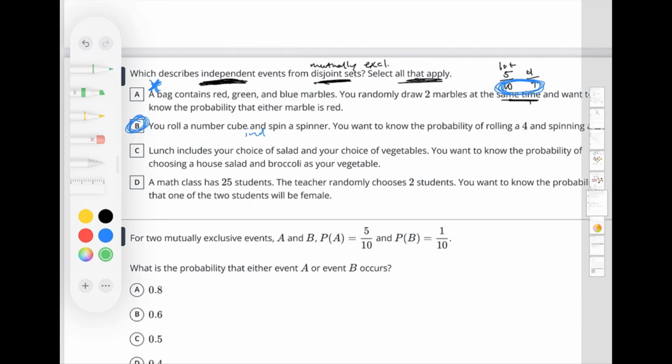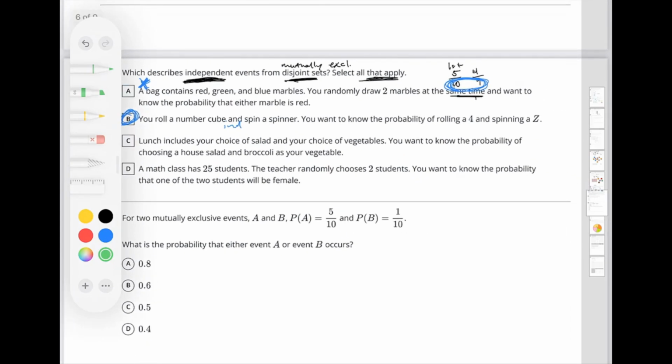C, lunch includes your choice of a salad and your choice of vegetables. You want to know the probability of choosing a house salad and broccoli as your vegetable. So think of it as 2 separate dishes. You have all the salads. You randomly pick one out of your fridge, and you randomly pick a vegetable that's not a salad. Okay, that's the hard part. I'll just make sure that's clear. But they're independent.